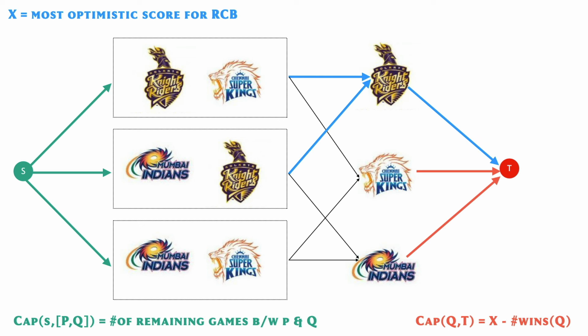And notice that this is true for every single team in this picture. So if you do have a flow that saturates every edge coming out of the source, then you can map out a prediction, or a set of outcomes for all the remaining games, in such a way that your favorite team ends up having at least as many wins as any other team.